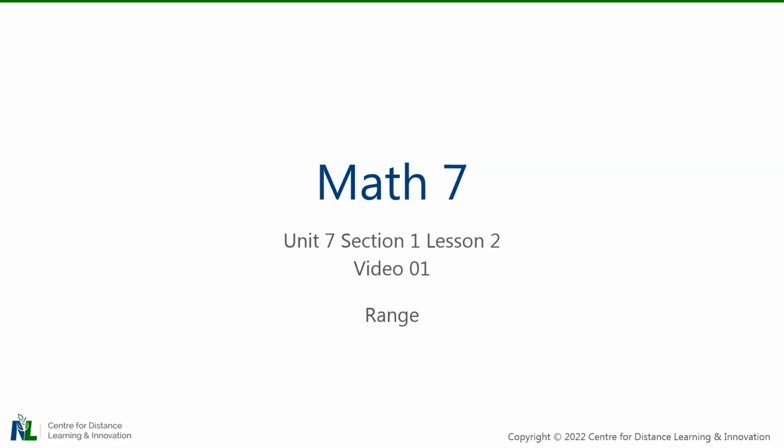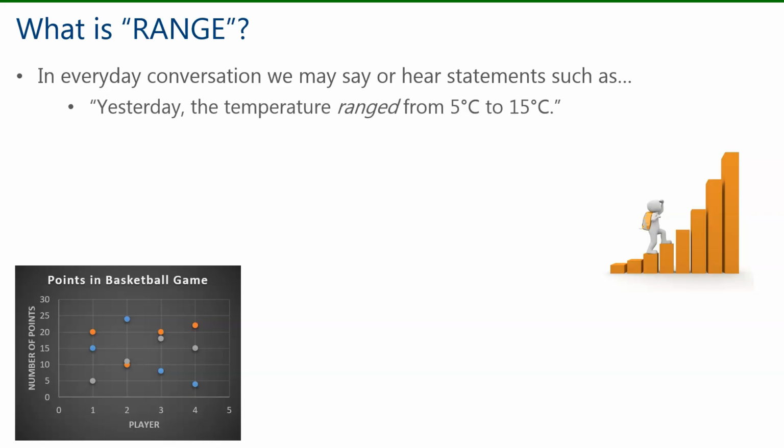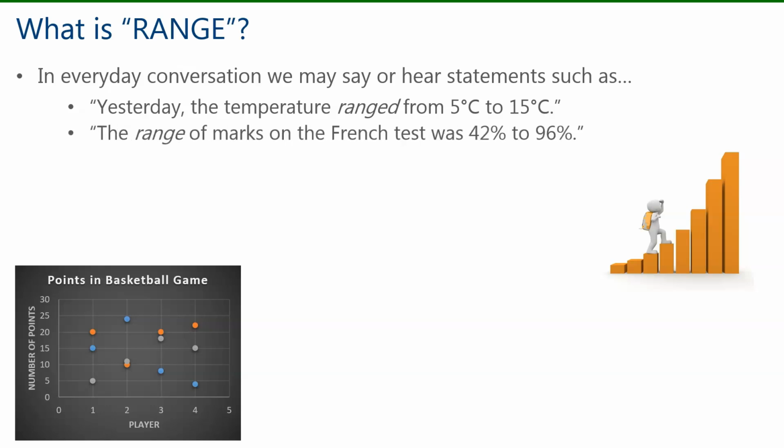Having examined three measures of central tendency in Lesson 1, those being mean, median, and mode, the second lesson of Section 1 in Unit 7 will only discuss one concept, range. What is range? In everyday conversation, we may say or hear statements such as, yesterday, the temperature ranged from 5 degrees Celsius to 15 degrees Celsius.